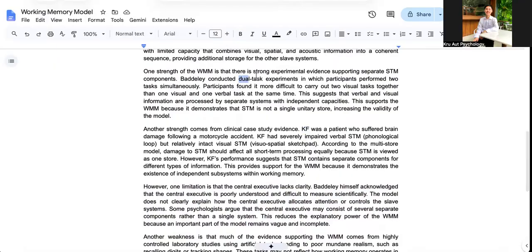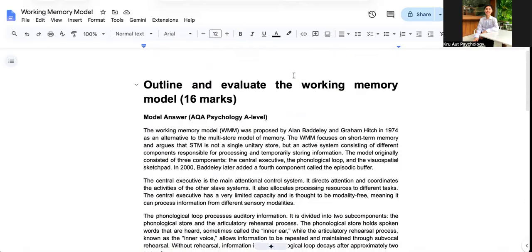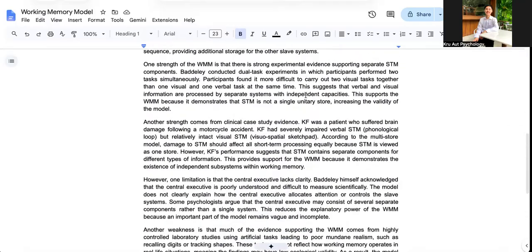Apart from that, these experiments are lab experiments. We can say that they lack mundane realism or ecological validity, depending on the word your school had taught. And that isn't enough. We can't just have that. We need to link it back to the model and say it's not representative. The model isn't representative in explaining real life memory processes. Something like that would be ideal.